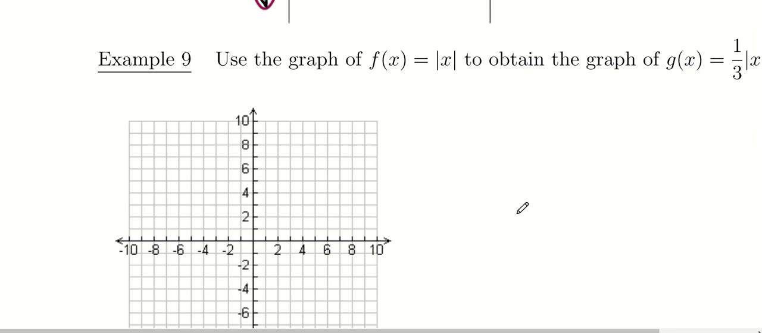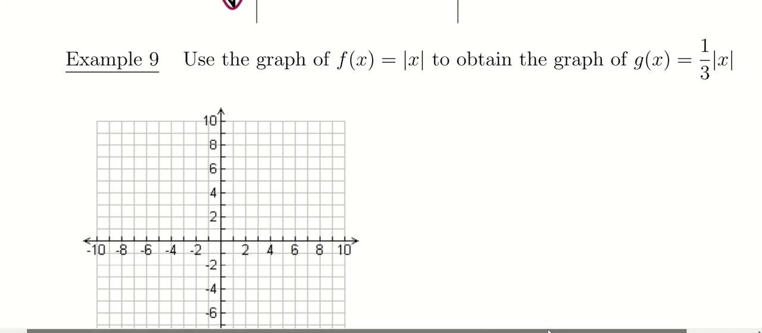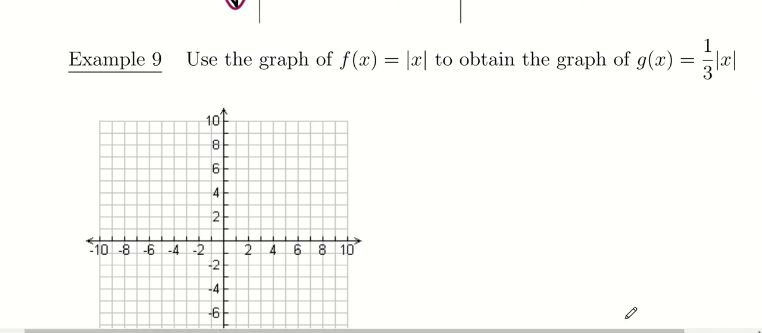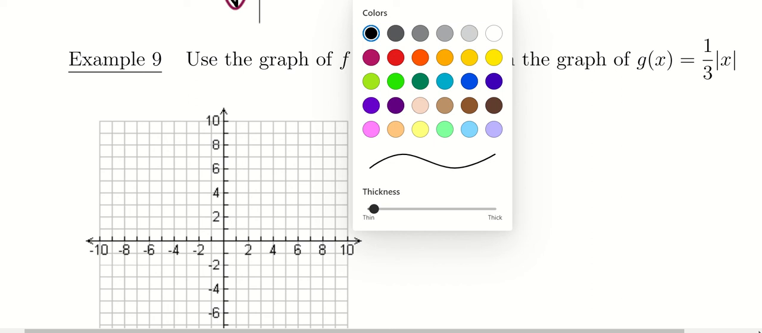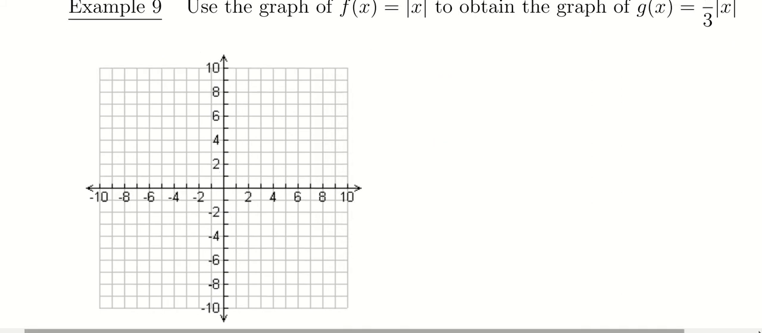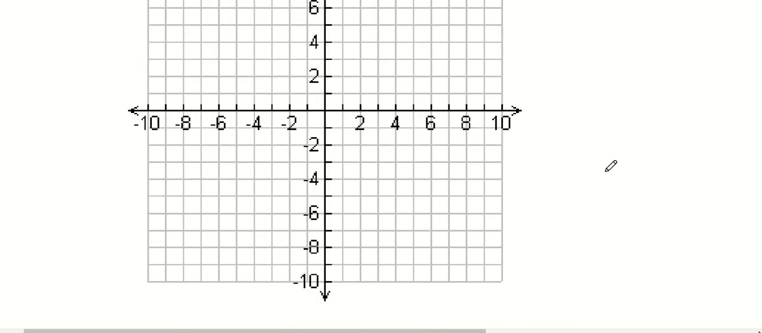Let's take a look at example 9. We want to use the graph of f of x equals the absolute value of x to obtain the graph of 1/3 the absolute value of x. So first things first, let's start off with our parent graph. We know what the absolute value graph looks like. It's piecewise linear.